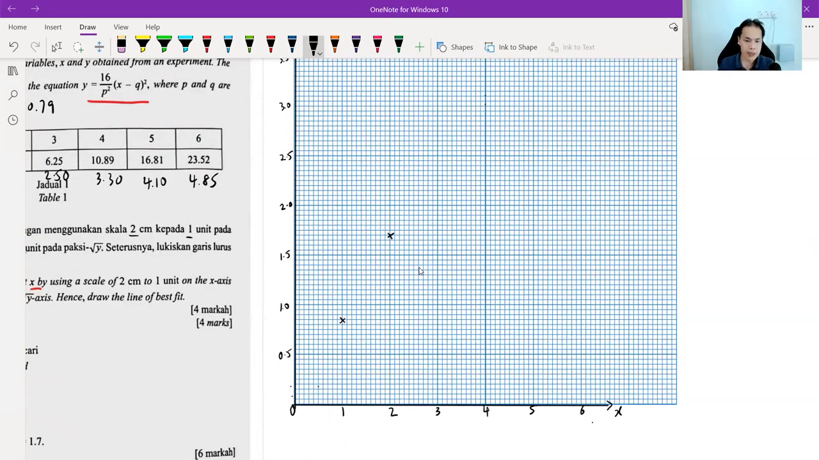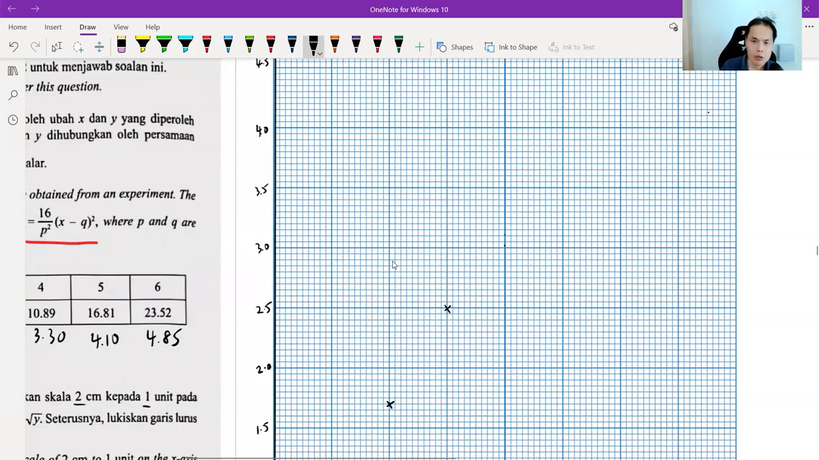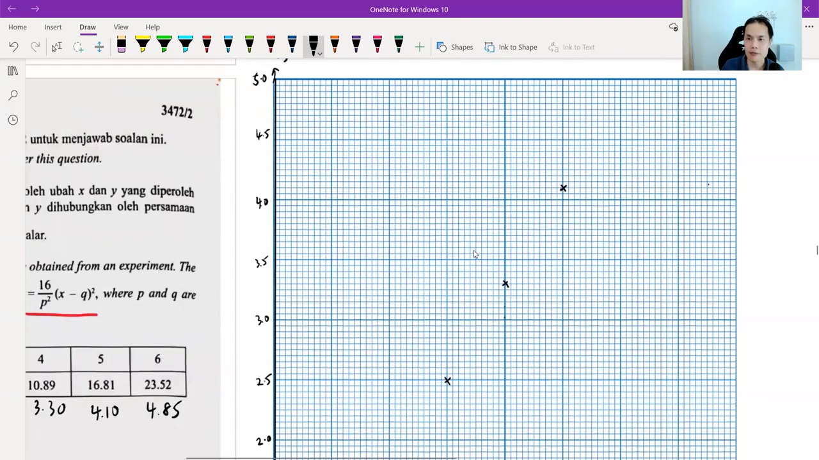Next one is 2.5. 3 and 2.5. This is okay, on the dot here. Maybe a bit more to the left. Right. 4 and 3.3. 3.3 is approximately... 3.0 is here. 3.3, a bit higher. It's still a bit hard to see because of my line, but when I zoom in, it's easier to see. This is 3.3. Next one is 5 and 4.1. And 6 and 4.85. So it's here, right?